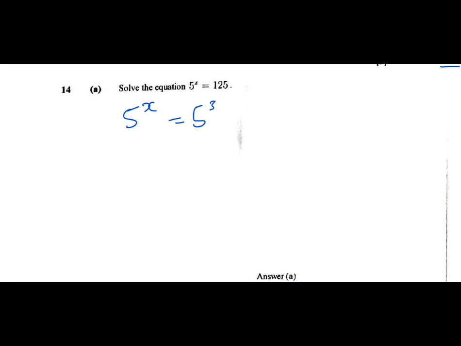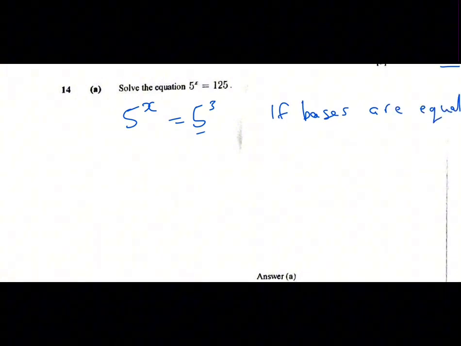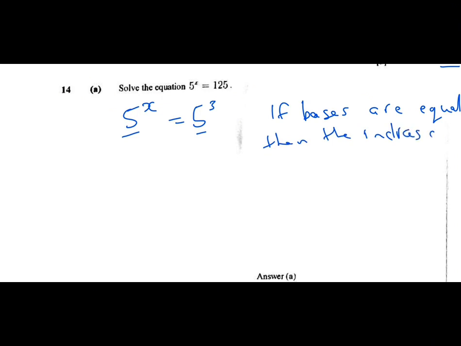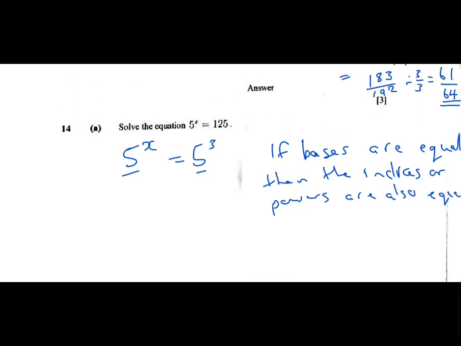Now here, the reason why we did this is that it is easier for us to solve if the bases are the same. So we can express the second number with the same base as the first one, and if the bases are equal, then it means that the exponents are also equal. So if 5 to the power x is equal to 5 to the power 3, and 5 is equal to 5, then it must also imply that x is equal to 3. And hence, our value for x is equal to 3, equation solved.